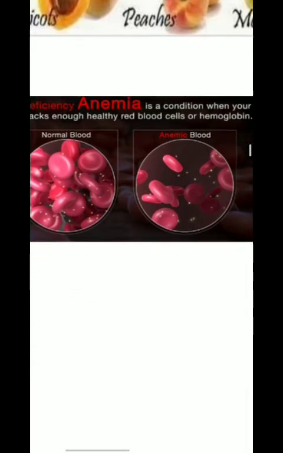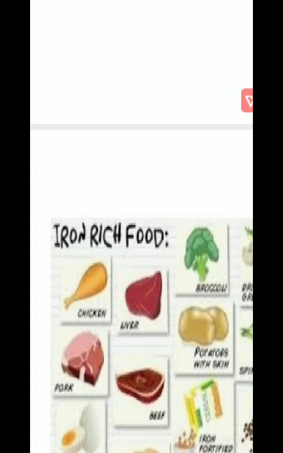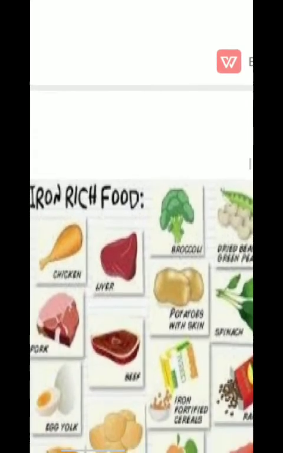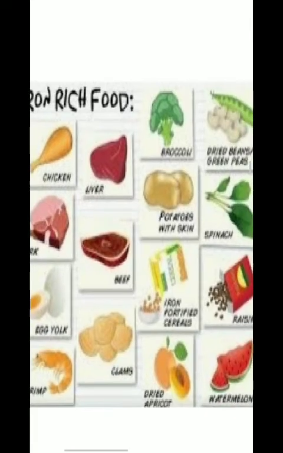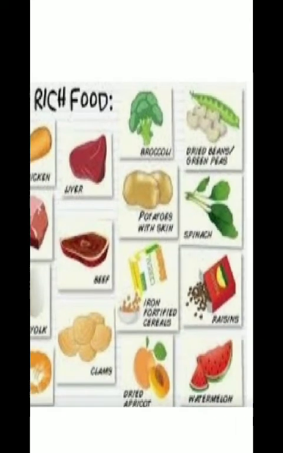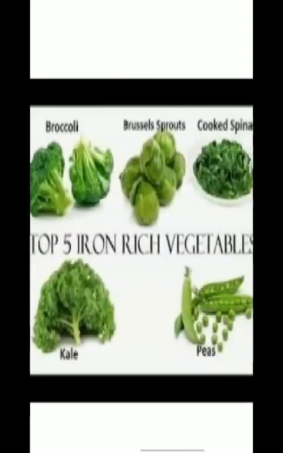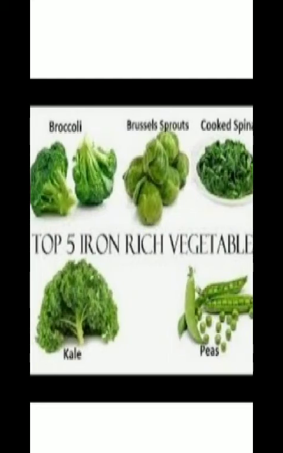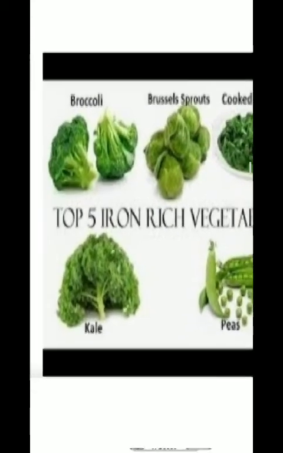The food items which are rich in iron are chicken, liver, pork, beef, egg yolk, shrimp, clams, fortified cereals, broccoli, potatoes, dried beans, green peas, spinach, raisins, dried apricots, watermelon. The top 5 iron-rich vegetables are broccoli, Brussels sprouts, cooked spinach, kale, and peas.